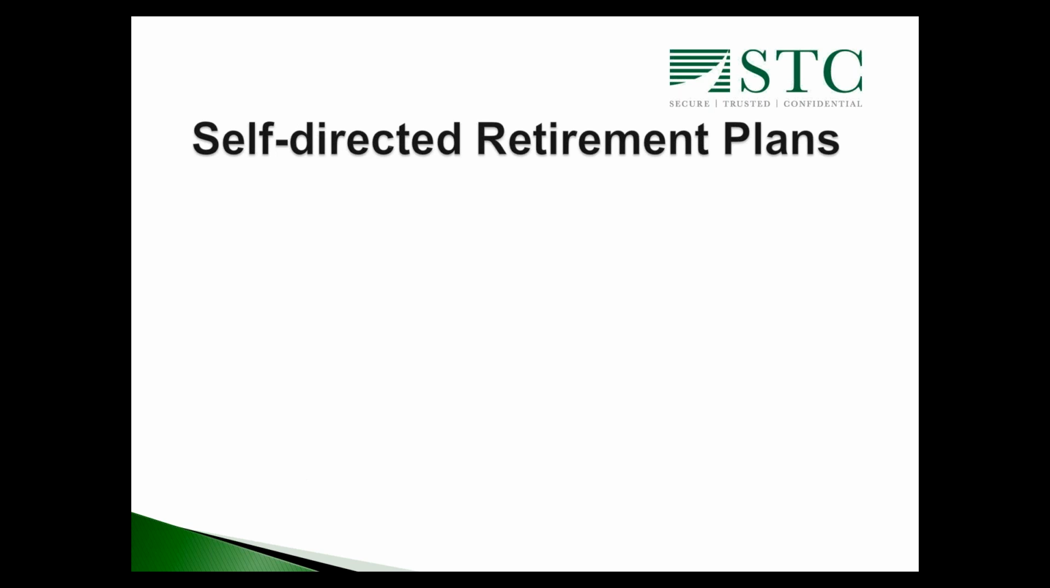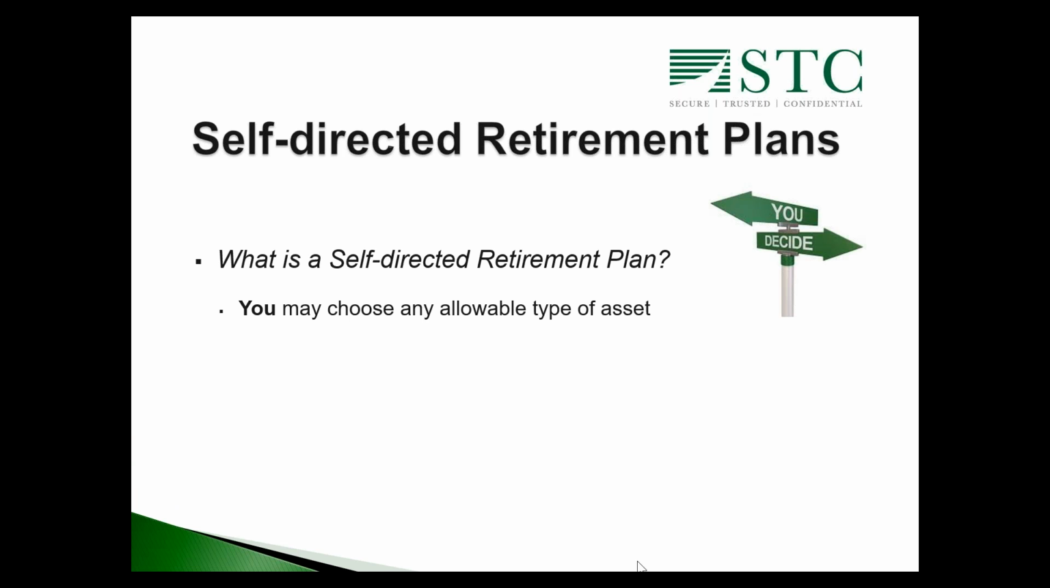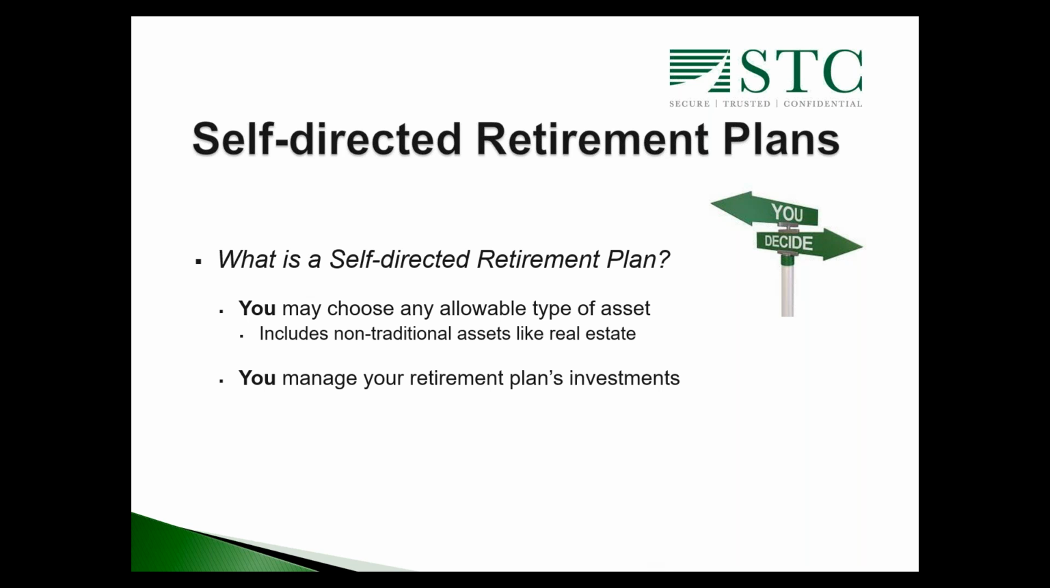So just to get started, I do want to talk a little bit about what a self-directed retirement plan is. When we use that terminology, what we mean is you, as the retirement account owner, may choose any type of asset that is permitted by law. And that means that you can include things that are considered non-traditional assets by some, like real estate. It also means that you manage your retirement plan's investments. You're going to make the decisions that relate to those investments. So basically, you have control.